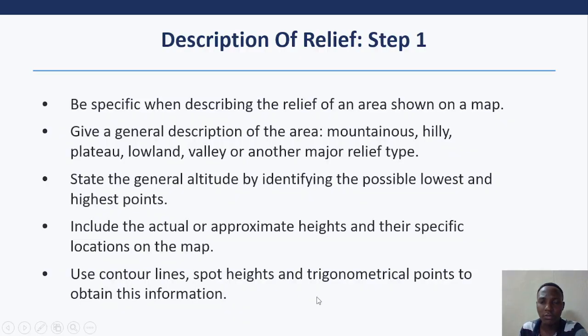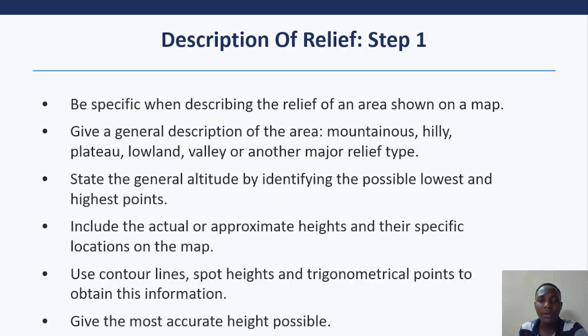So we've seen all these ways: the contour lines, spot heights, and the trigonometrical points. These are ways that you can present various features on topographical maps. You can use these methods to point out and obtain the information you want from the map. Then also give the most accurate height possible, by using the contour lines, the spot heights, or the trigonometrical points.